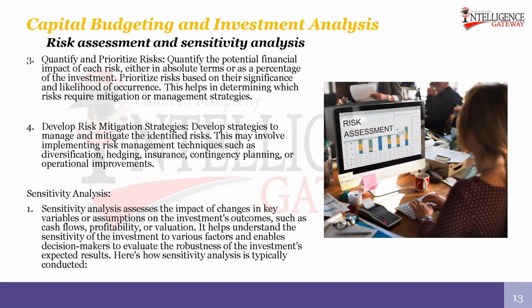Quantify and prioritize risks. Quantify the potential financial impact of each risk, either in absolute terms or as a percentage of the investment. Prioritize risks based on their significance and likelihood of occurrence. This helps in determining which risks require mitigation or management strategies. Develop risk mitigation strategies. Develop strategies to manage and mitigate the identified risks. This may involve implementing risk management techniques such as diversification, hedging, insurance, contingency planning, or operational improvements.